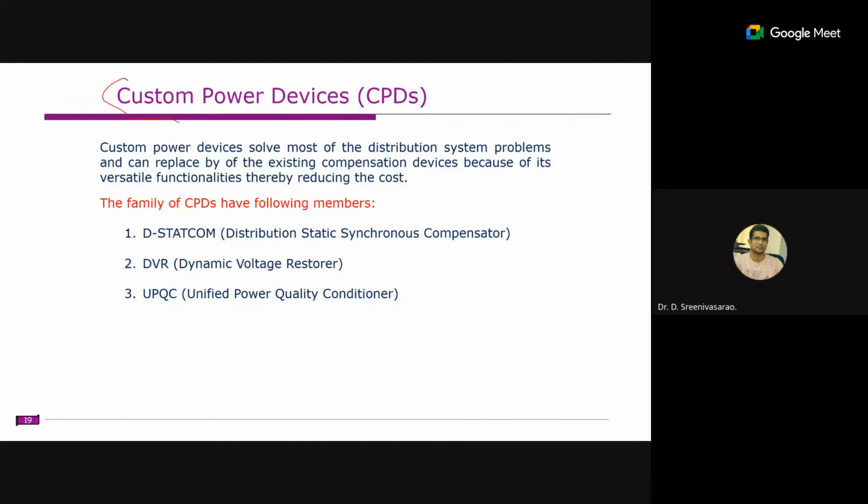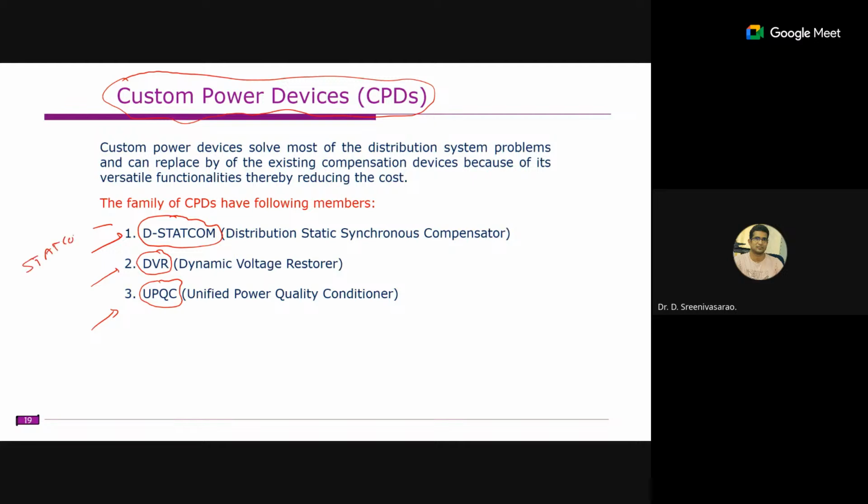Therefore, we have power electronic based solutions, known as custom power devices. Custom power devices are a family of several compensators like FACTS. One is the DStatCom, the distribution static synchronous compensator. Another is the dynamic voltage restorer, and the other is the UPQC, Unified Power Quality Conditioner. The DStatCom usually deals with current related power quality issues, the DVR deals with voltage related issues, and the UPQC deals with both voltage and current power quality issues.